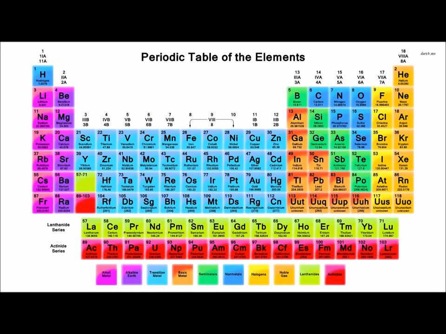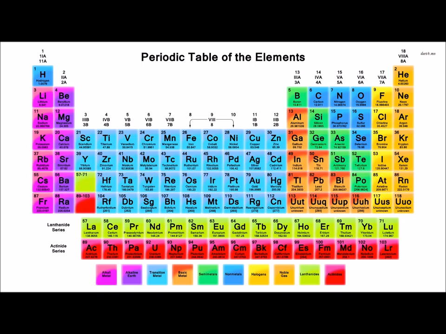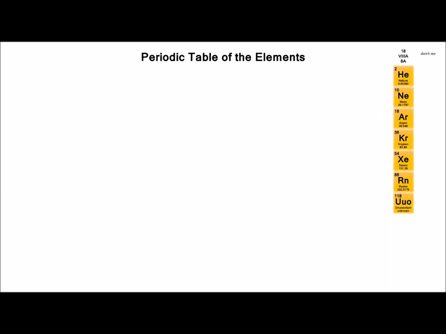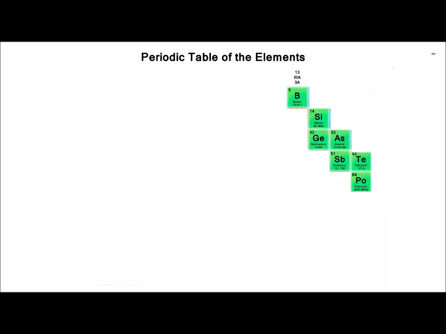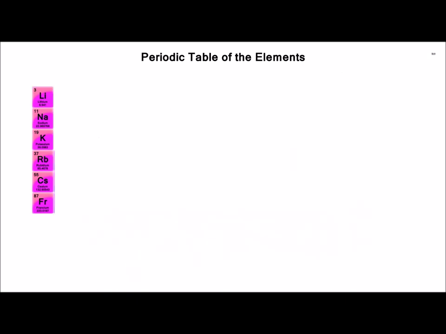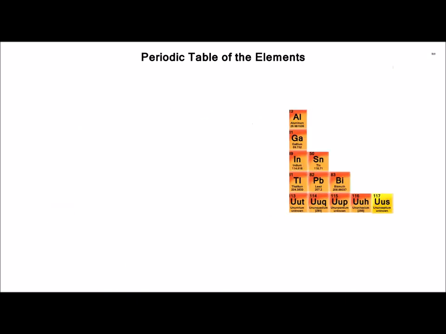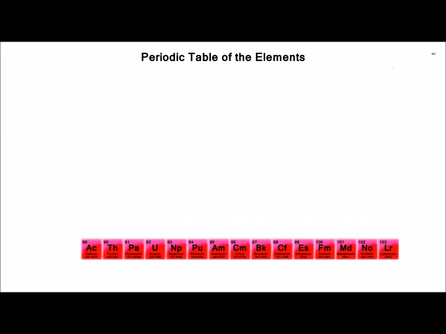All right, all of these colors that you see are called families. Each color is a different family. The families are divided up into two separate groups, metals and nonmetals. Nonmetals are a group of halogens, noble gases, metalloids, and other nonmetals. The metals group is alkali metals, alkali earth metals, transition metals, post-transition metals, lanthanides, and actinides.